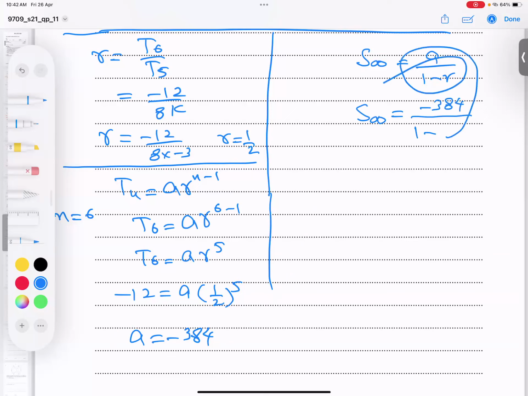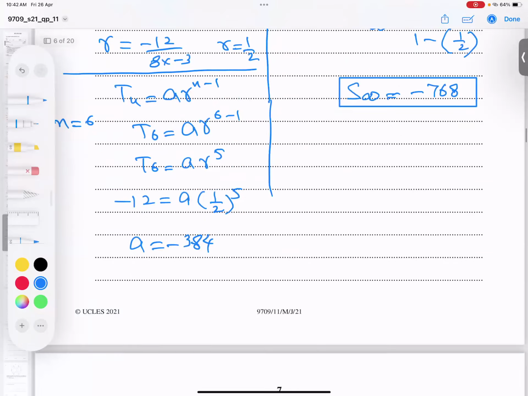So the actual target is this one, this is semi-target, and this is semi-target. I think you got my point. So R is half. And if I type it in the calculator, I'm getting negative 768. And I believe the point is very clear.